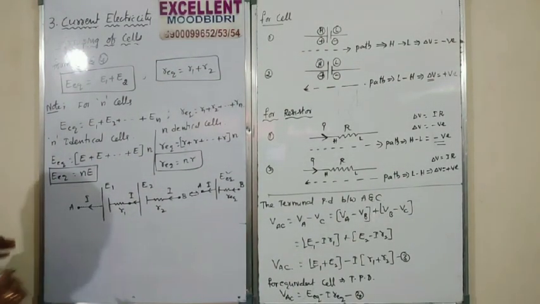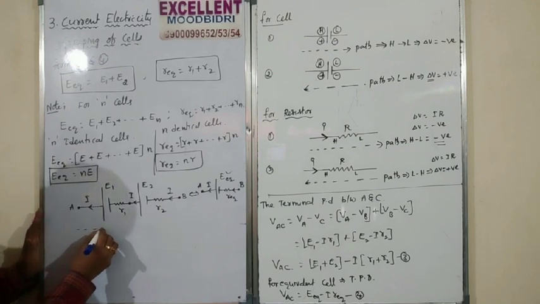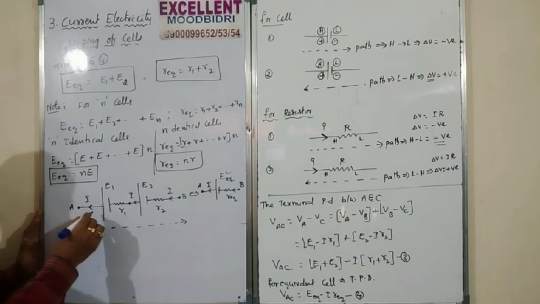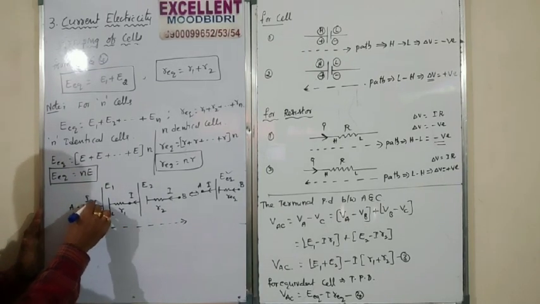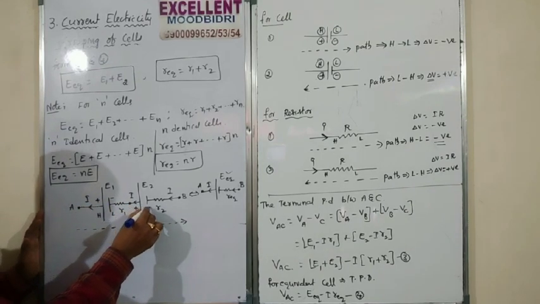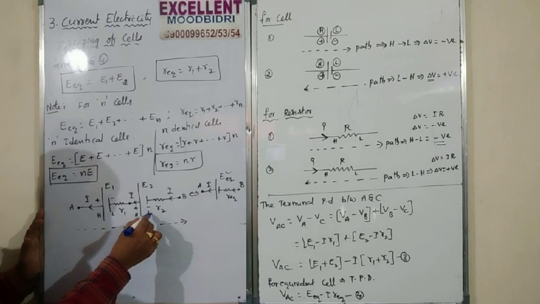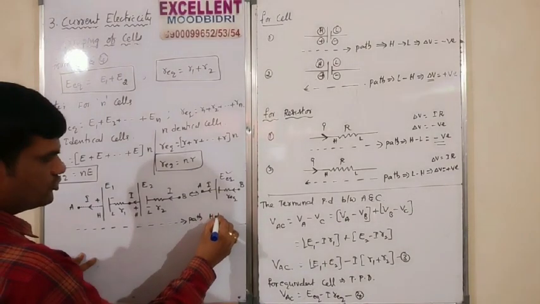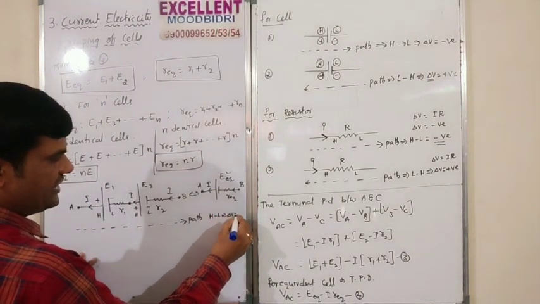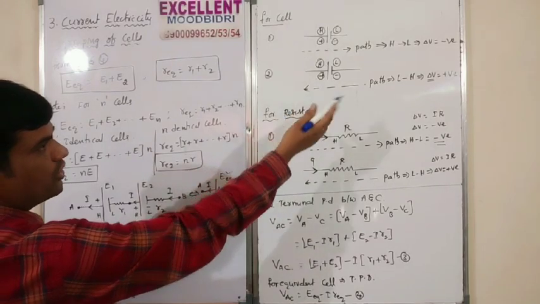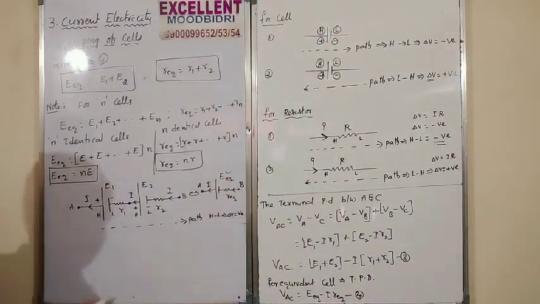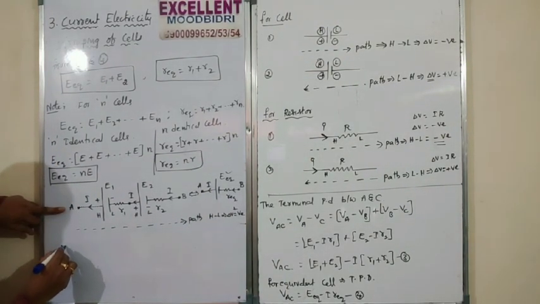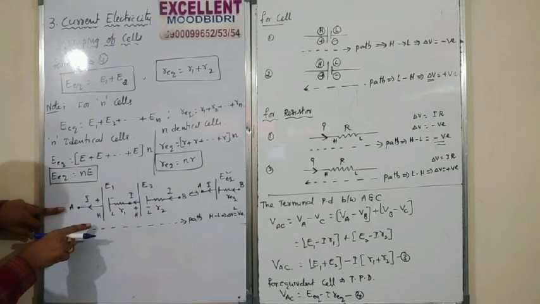Here the path is very important. I will consider the path in this direction. This is my path, higher to lower, plus and minus. This one also plus and minus. Higher to lower, this is the path. Therefore, delta V we will consider as higher to lower, positive. So at this point, potential is VA.